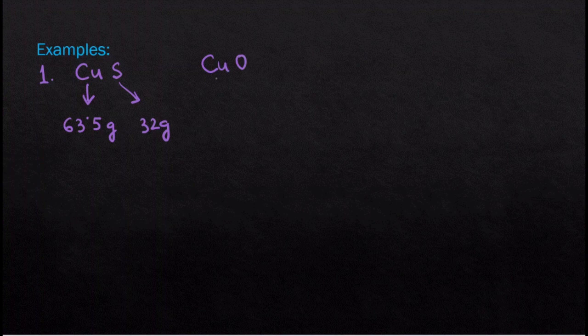Example 1. Suppose the compound we have taken is copper sulfide. In copper sulfide, 63.5 gram of copper is combining with 32 gram of sulfur. And the second compound is copper oxide, where 63.5 gram of copper is combining with 16 gram of oxygen.